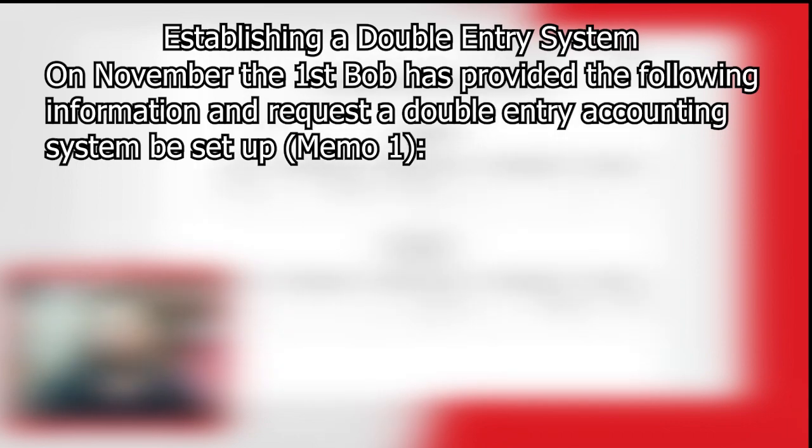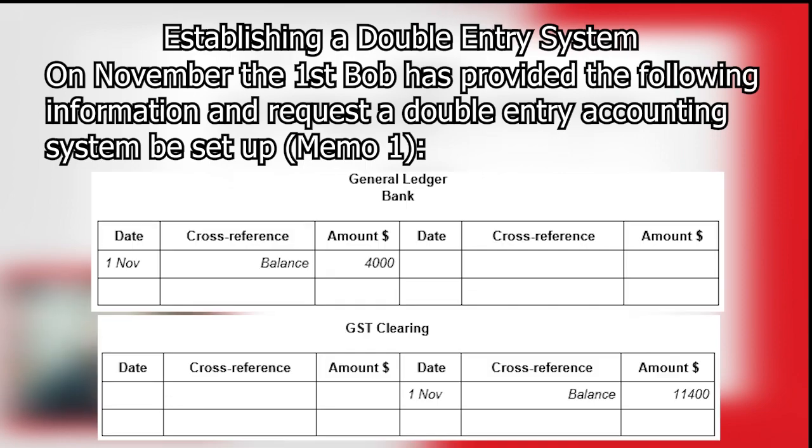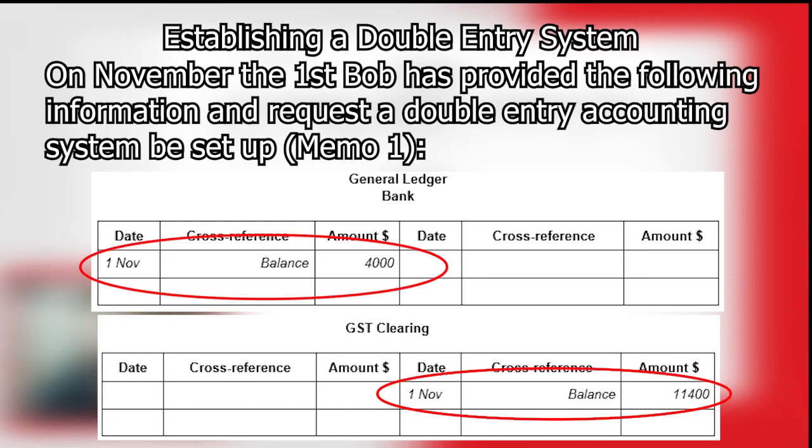And then we look at the general ledger, and I'm just going to bring up bank and GST because one's a debit, one's a credit, and we can see here it's 1 November, the new amount, and then balance 4,000. And it's always balanced as the first opening transaction of a double entry system. So that's how we set up a double entry accounting system. And obviously we narrate at the end.